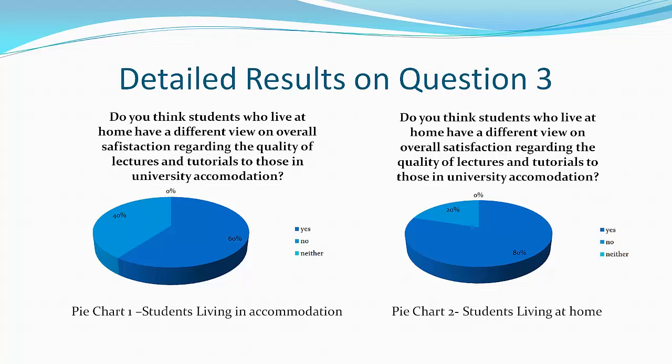This question sounds like that: Do you think students who live at home have a different view on overall satisfaction regarding the quality of lectures and tutorials to those in university accommodation? It's the same question for both. Pie chart 1 is for the students living in accommodation, pie chart 2 is for the students living at home.